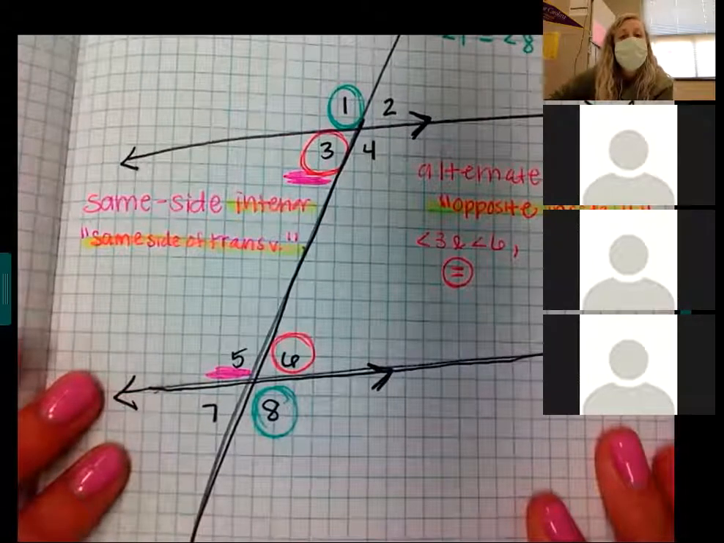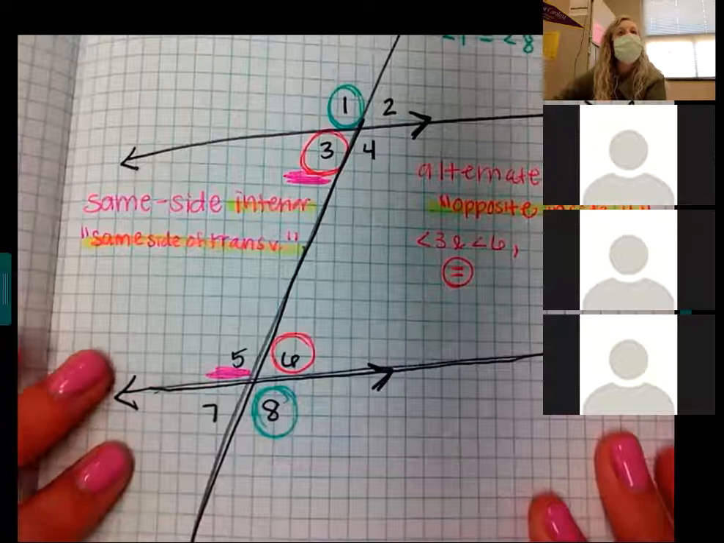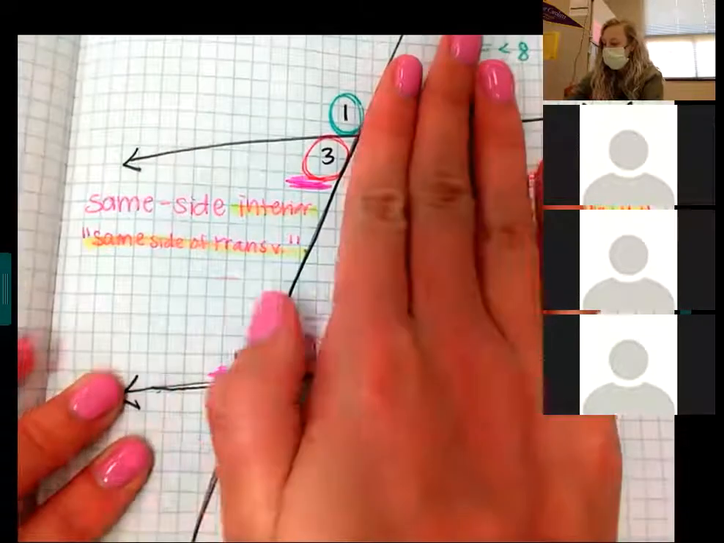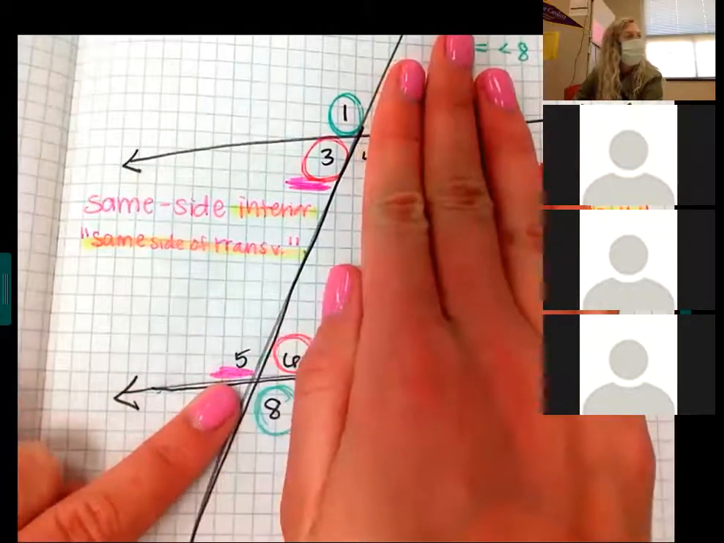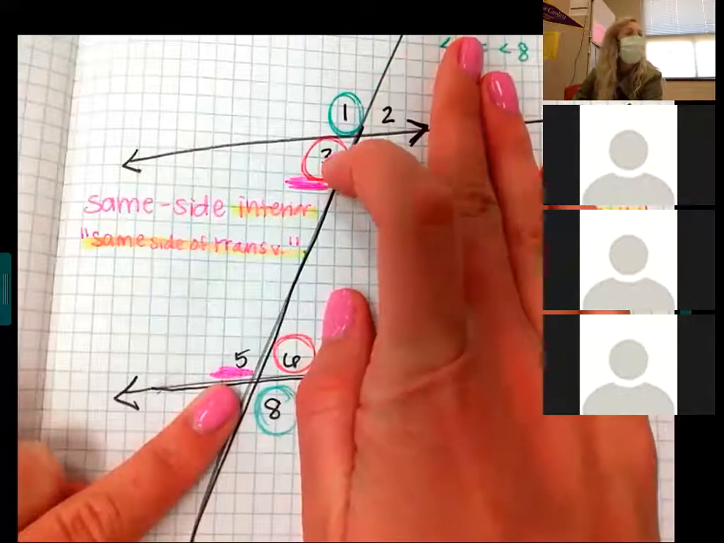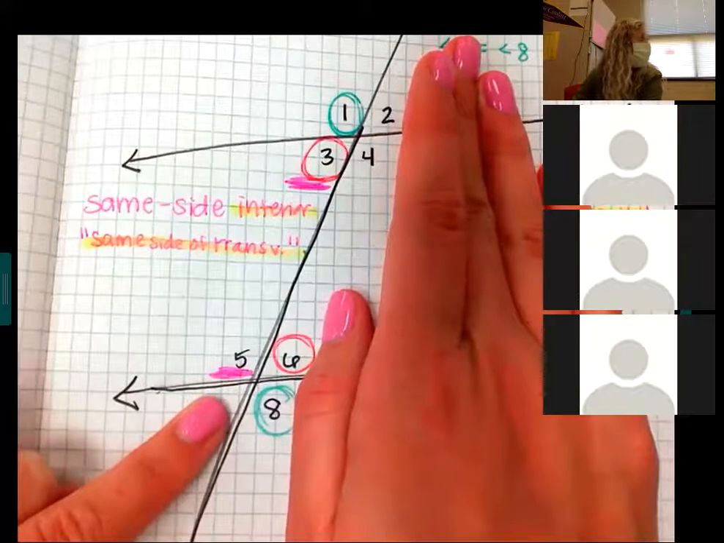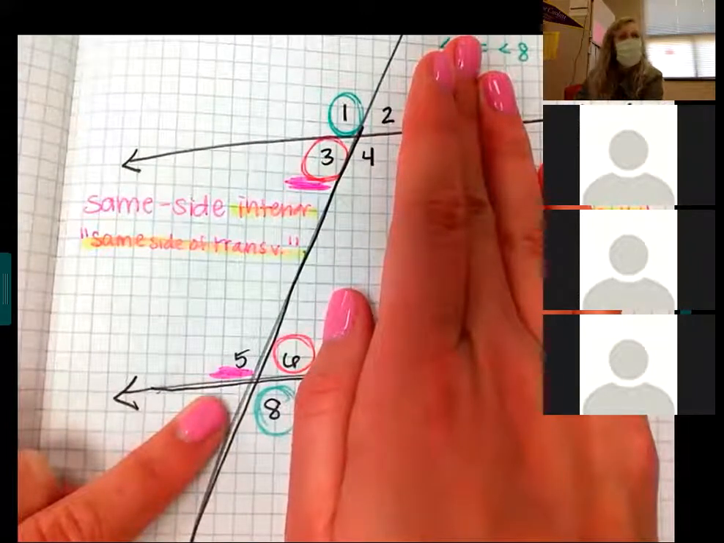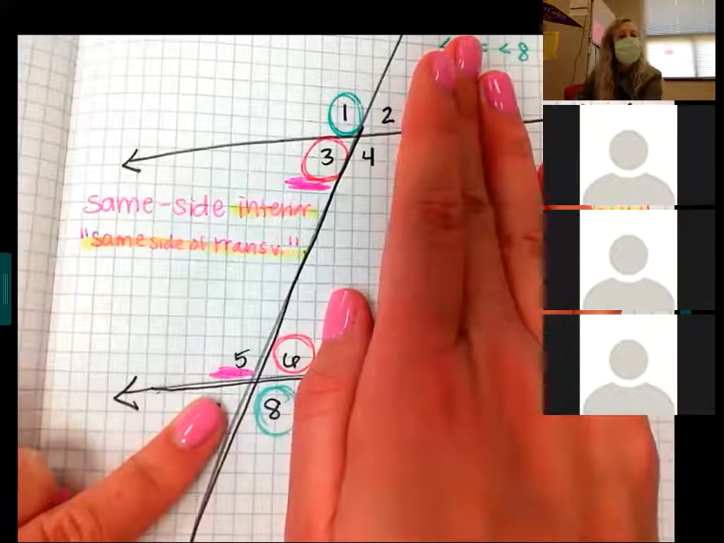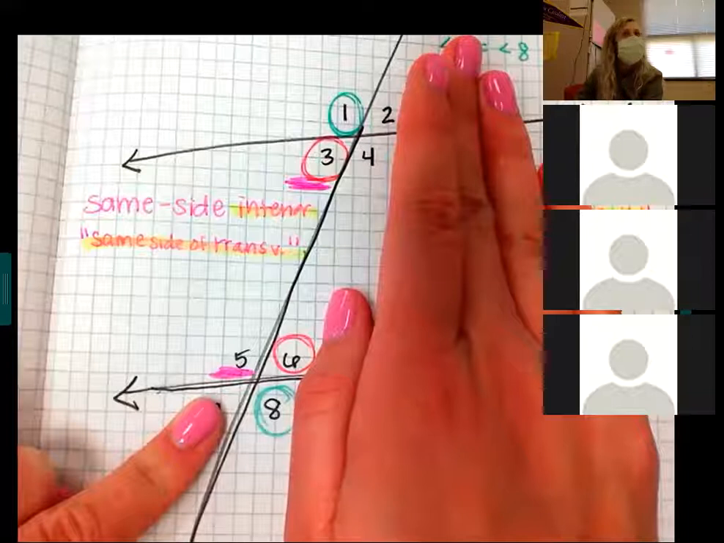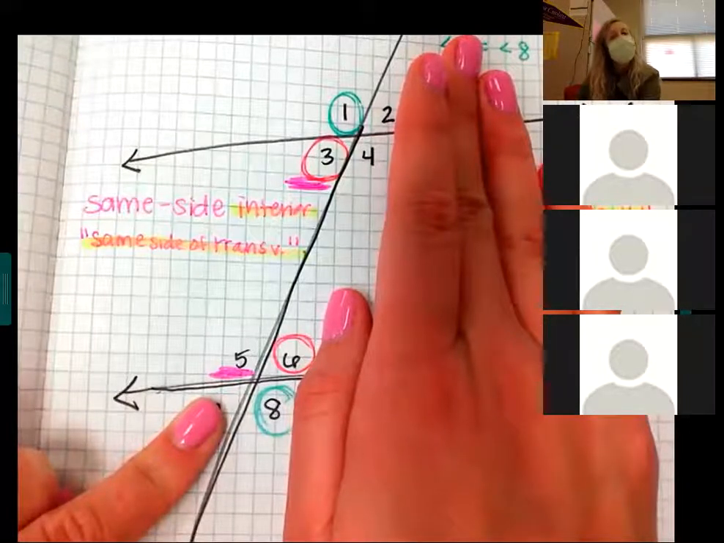All right. Same side interior, 3 and 5. Let me ask y'all a question. Do they even look like they would be equal? No, middle school review. 3 is acute. It looks less than 90. 5 is obtuse. It looks bigger than 90, right? So you know they're not equal. I can't stand it when we take this quiz next week and kids say 3 equals 5. They don't even look the same. Let's use our noggins. One's acute, one's obtuse. So let's think about it.